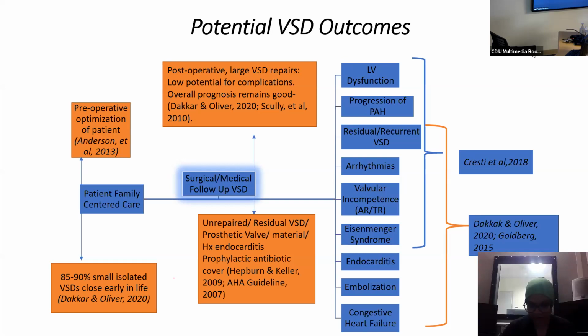Preoperative optimization of the patient is an important factor to consider. Nutritional optimization may be useful in assisting overall outcomes of infants under the age of 6 months. According to a single-center, large population study by Anderson et al., patients undergoing VSD repair overall have a good prognosis with low mortality rate. However, some potential complications may occur, such as left ventricular dysfunction, progression of pulmonary hypertension, residual or recurrent VSD, arrhythmias, valvular incompetence, Eisenmenger syndrome, endocarditis, embolization, and congestive heart failure.